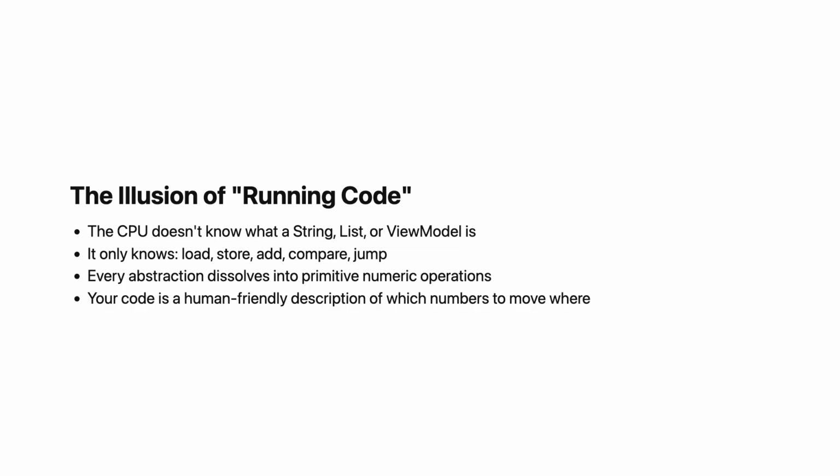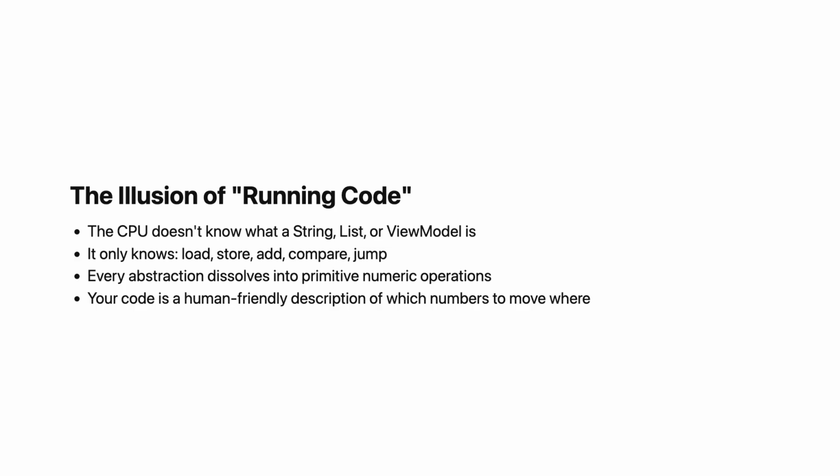All it knows is grab this number, put it there, add these two, compare that one to 0, jump to a different instruction if the result was true. Every abstraction you work with, objects, classes, functions, coroutines, eventually dissolves into these primitive operations. The computer is not running your code. It is running numbers. Your code is just a human-friendly description of which numbers to move where.